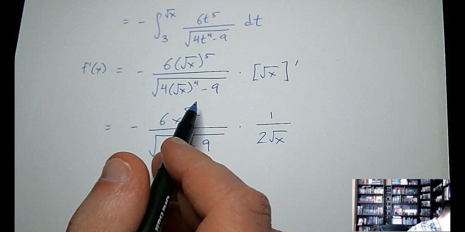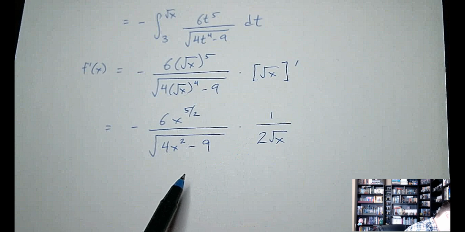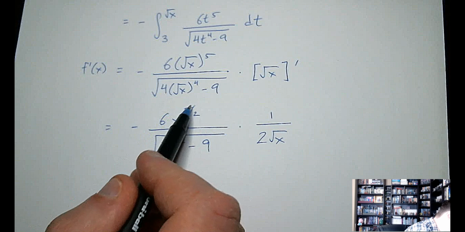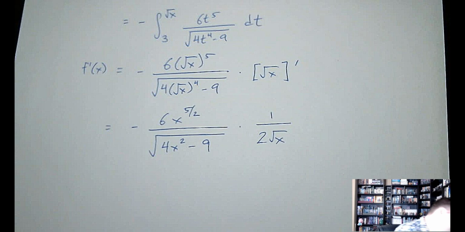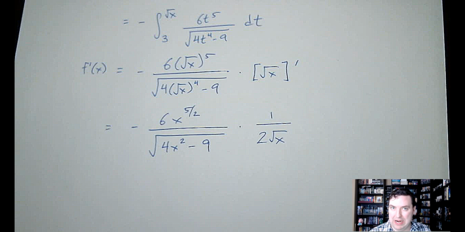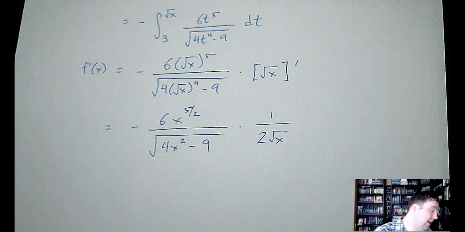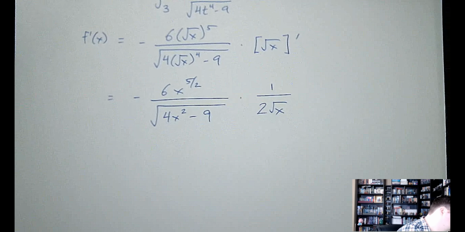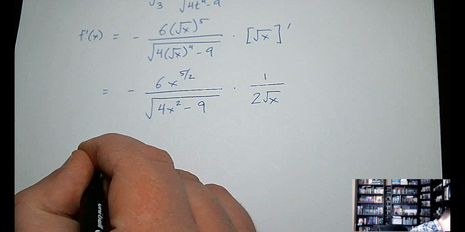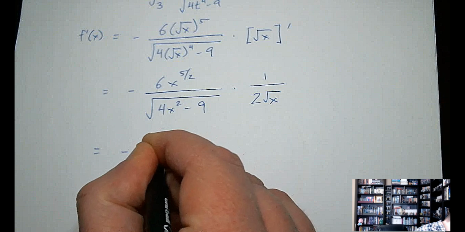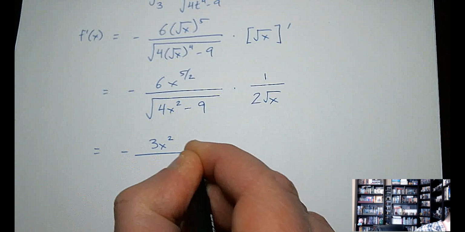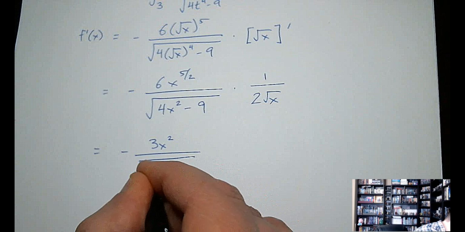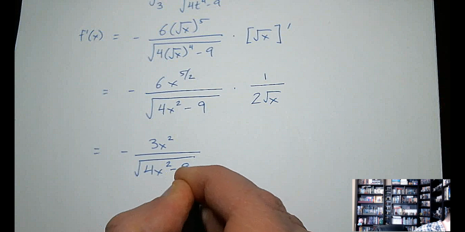And so we can do a little bit more simplification here. 6 over 2, of course, is 3. And x to the 5 over 2 divided by the square root of x, or x to the 1/2, that would be x to the power of 5 over 2 minus 1/2, which is x squared. So this then becomes -3 times x squared divided by the square root of 4x squared minus 9.